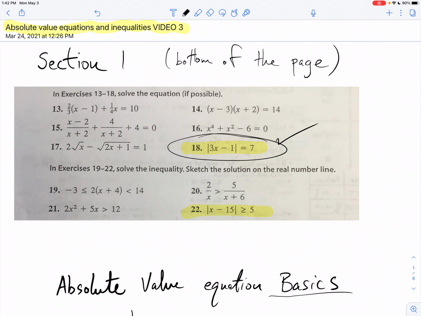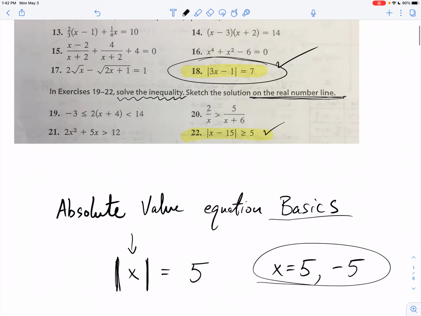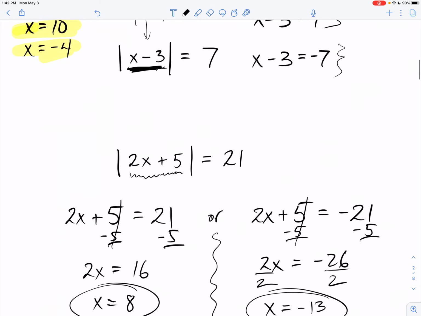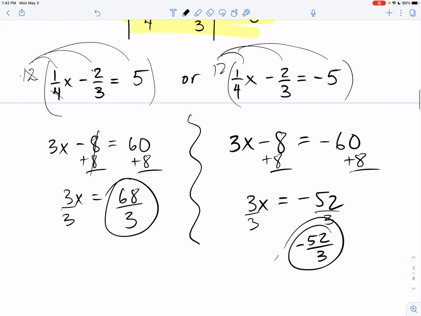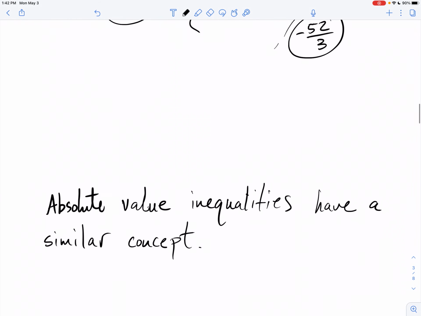Now here's the thing. Solve the inequality, sketch the solution on the real number line. So what does that mean for number 22? Because now it's an absolute value, but it is not an equation. It's an inequality. So let's talk about that. And then this video will be done, because we only have to use this technique to find the answer to 2 of the questions on the packet.